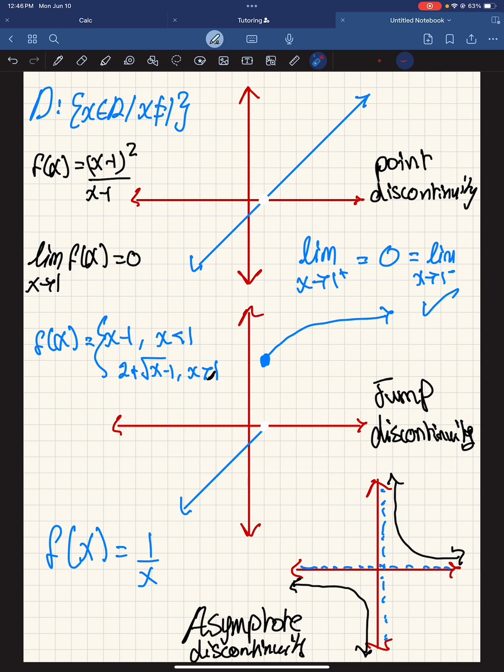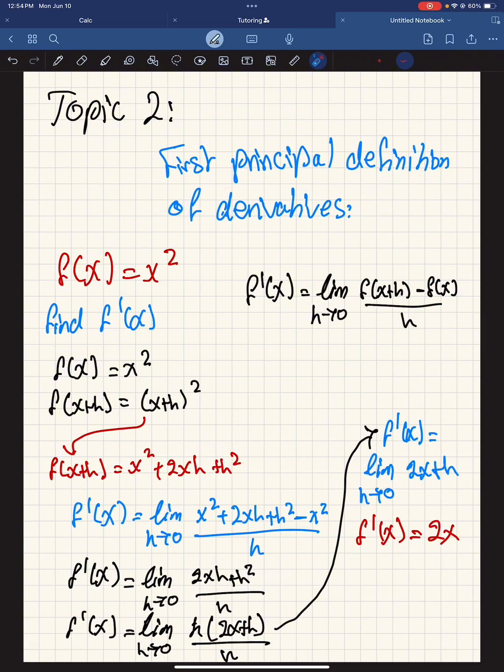And the third type is asymptote discontinuity. This is when you basically have an asymptote in your function. And the most prominent case in this would be f of x equals 1 over x. So as you can see, you have a vertical asymptote, and you also have a horizontal asymptote, and this makes your function discontinuous. And now we move on to the next topic, which is the first principle definition of derivatives.